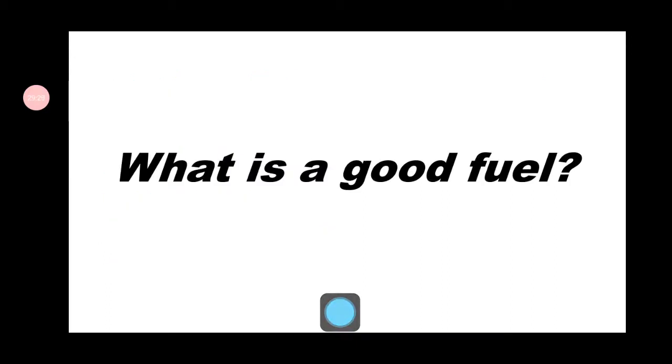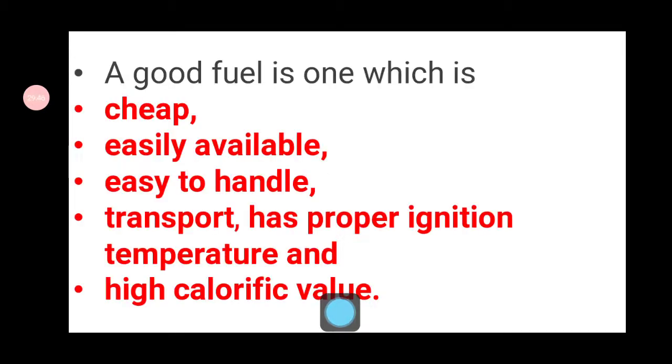So the next idea is about what is a good fuel. Fuel is nothing but the source that is used to run the vehicle, or maybe the machinery parts, whatever it might be. We just say it is fuel. So what is a good fuel? A good fuel is one which is cheap. That is the most important condition. As I just mentioned, everyone should be able to get it. So it should be cheap. Next thing, easily available, as we discussed for the good source of energy. And next thing, easy to handle.